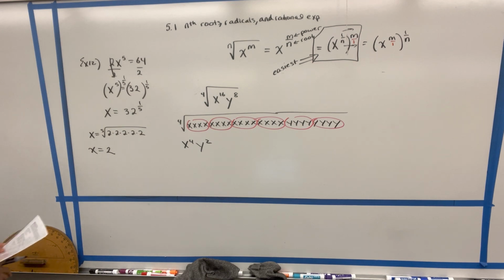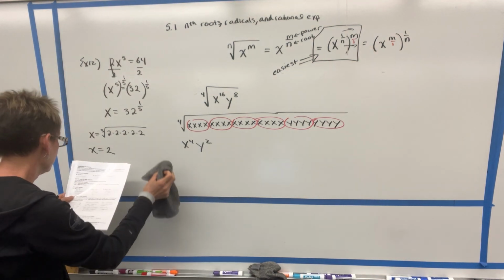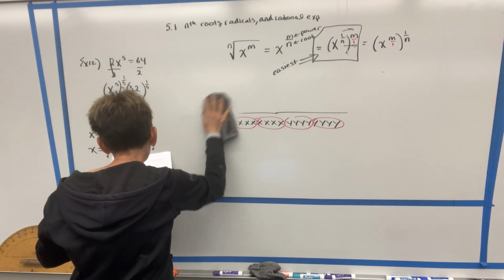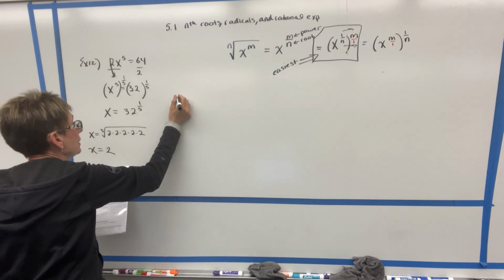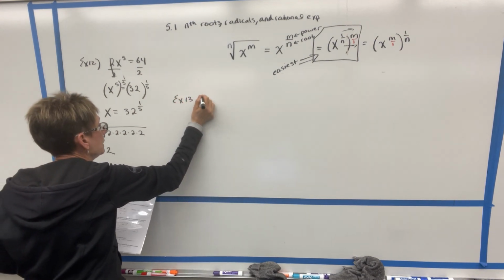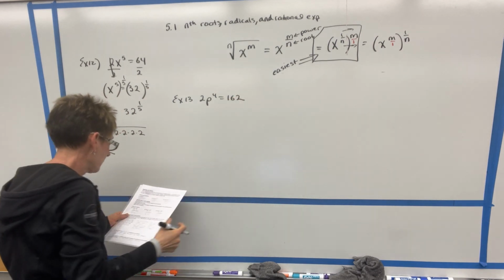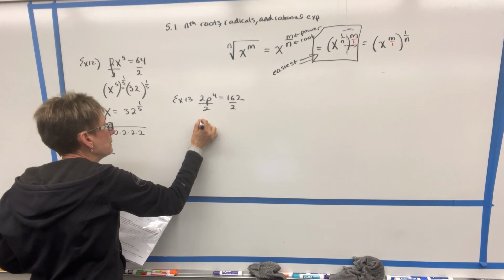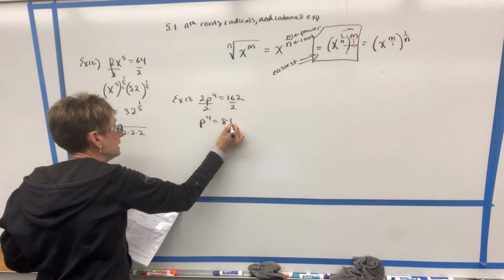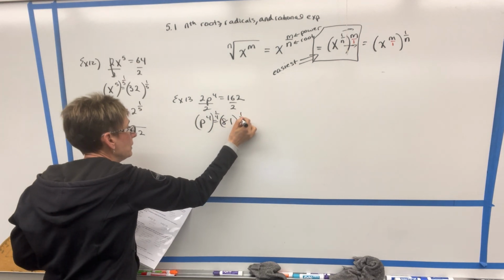Okay, let's do another one here. Let's do 2p to the 4th equals 162. So I believe this is example 13. 2p to the 4th is 162. So I would divide both sides by 2. I would have p to the 4th equals 81. Then I'm going to raise both sides to the 1/4 power.